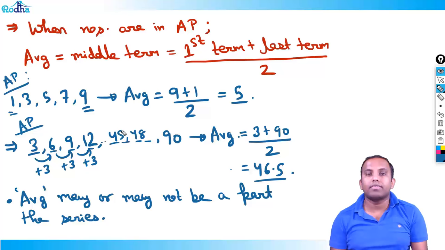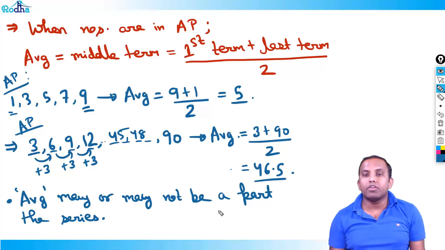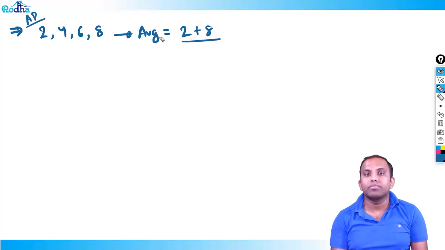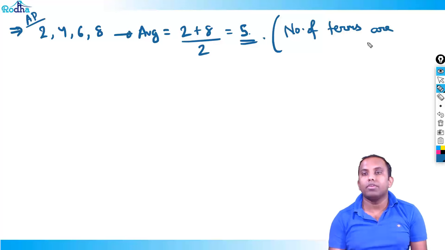Because in which case will it not be a part of the series? When there are an even number of terms. Okay. So like, when there are an even number of terms, like what is the average of 2, 4, 6 and 8? What is their average? So their average is first term plus last, since it is in AP. Since it is in AP, you can see the difference of 2 here. So 2 plus 8 by 2, that is 5. It is not a part of the series, right? Because the number of terms is even. So the average will not be a part of the series, right?